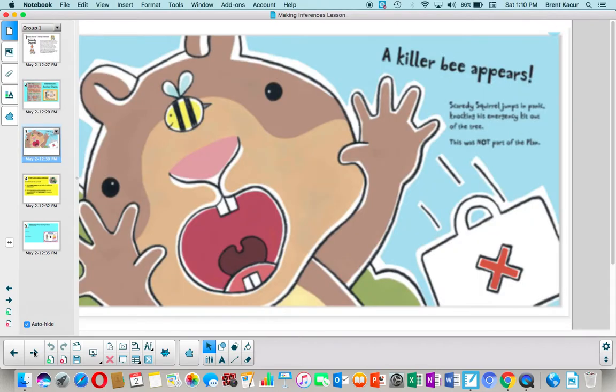Take a look at this slide. "A killer bee appears. Scaredy Squirrel jumps in panic, knocking his emergency kit out of the tree. This was not part of the plan." So notice over here the author gives us text clues. All right? Well, we already knew in the past, right? We knew that one of the clues that the author had given us was that before this killer bee appeared, we knew that Scaredy Squirrel was deadly afraid of killer bees, right? So we know that the squirrel is not going to have a positive reaction to this bee.